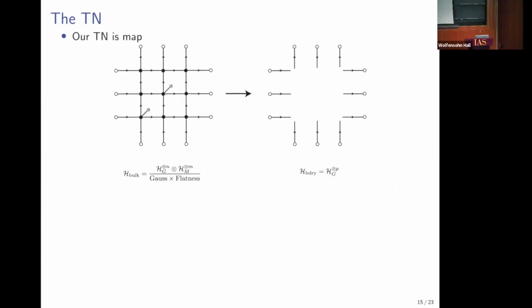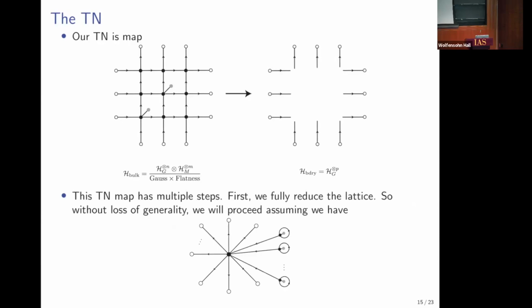So now I can explain to you the tensor network. It's a map, say, from this lattice to this guy. So we've just gotten rid of all the interior parts. This is what I'm calling the boundary Hilbert space. This is what I'm calling the bulk Hilbert space. And it has multiple steps, which I'll list for you.